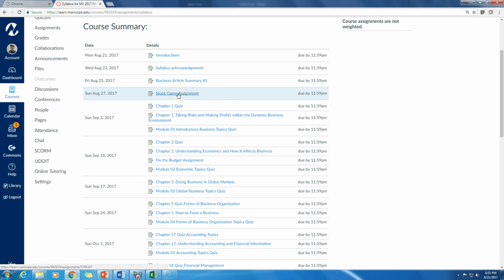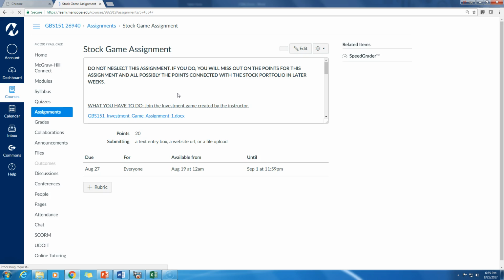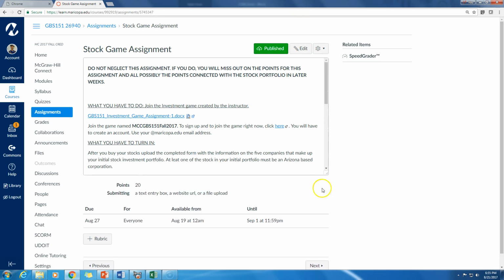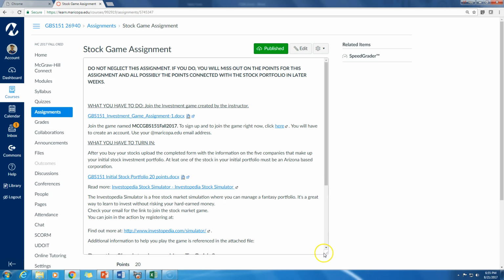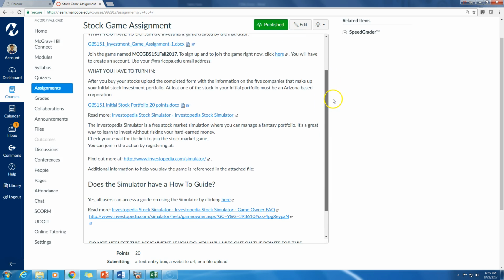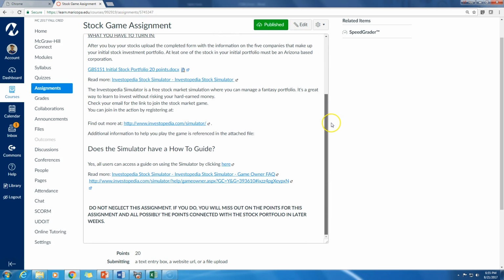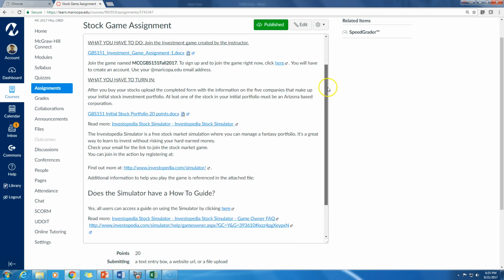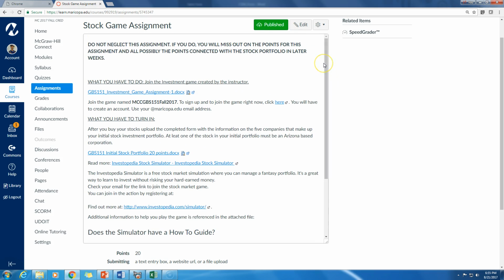So we click on the stock game assignment. It takes us to the assignment. I'm going to open up this window so we can see all the information I've provided for this assignment. There are a number of things I've placed in here. You can look at all of these later on at your leisure to get additional information about the game. But right now we're just going to focus on how to get into the game and how to get signed up.